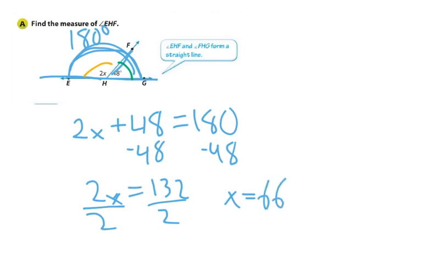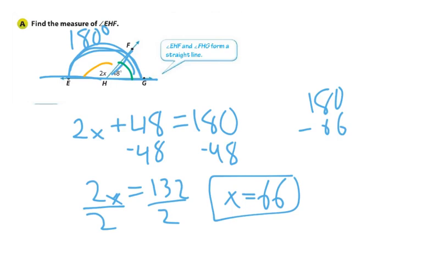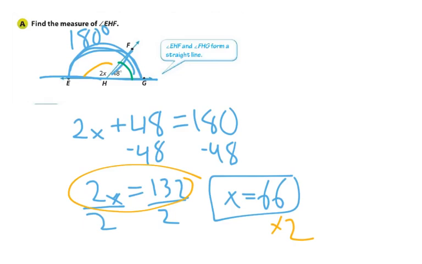Now we have to be careful. X equals 66, but that's not the answer to the question. The answer to the question is, what is the measure of EHF? So what I have to do is go 180 minus 6, or something. No, don't do that. That's not what you want to do. Just take x and times it by 2, which we already have right here. And so that is 132. So 132 degrees.